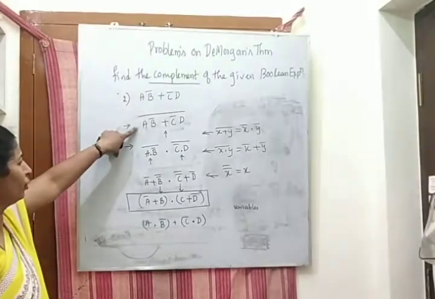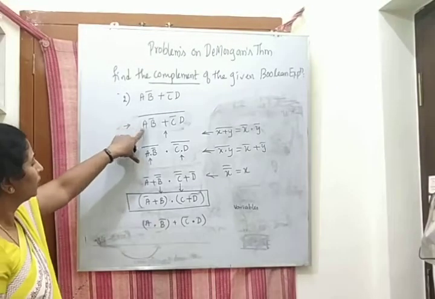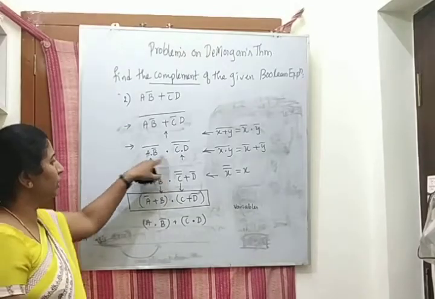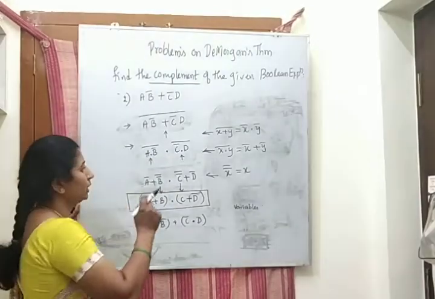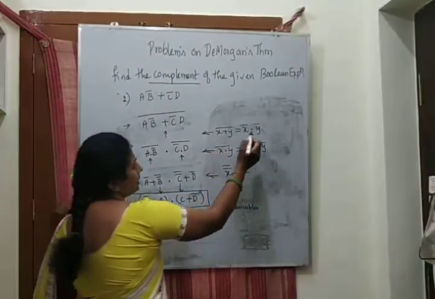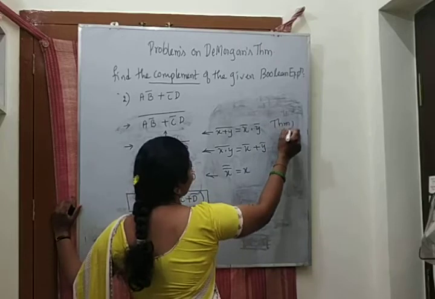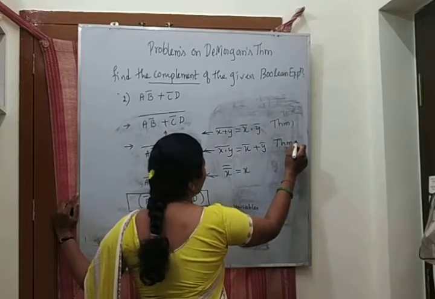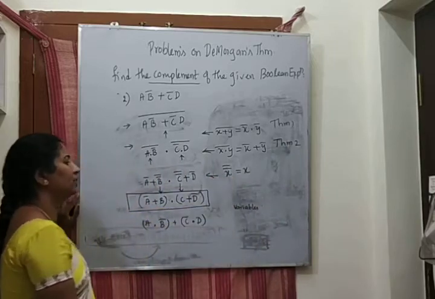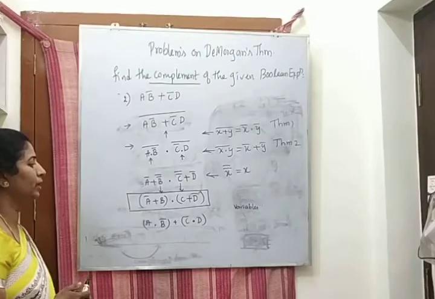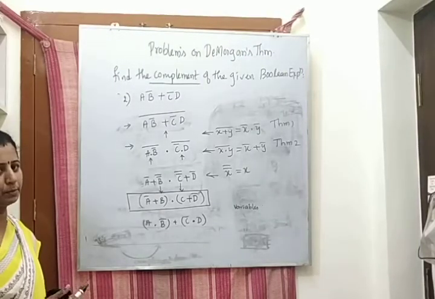First apply the over bar, then apply the theorems, both the theorems. Sometimes it may be both theorems, sometimes only a single theorem. Here we applied which theorem? The plus theorem, that is theorem number 1. Then here the dot is there, hence we applied theorem number 2. Then the complementation, that is your inversion law, so that you will get the complementation of the given Boolean expression.